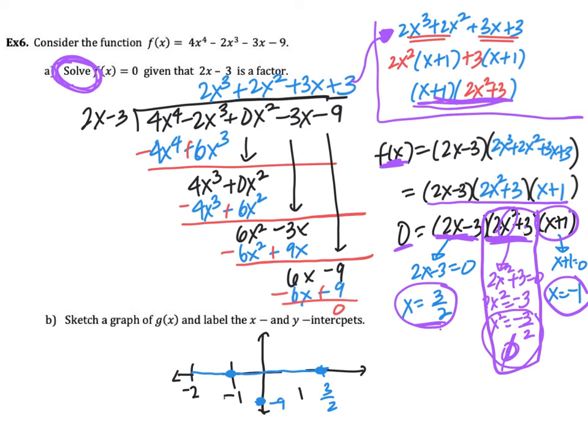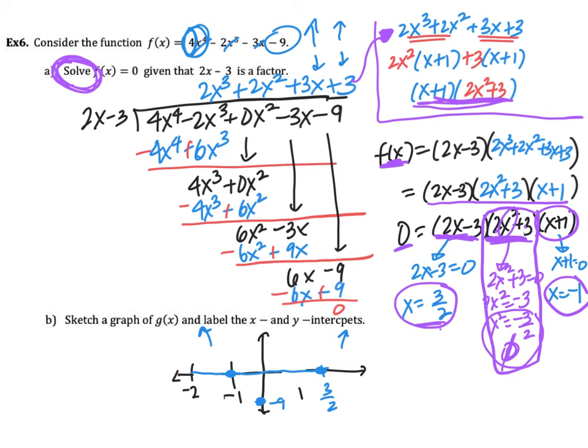I have a y-intercept of negative 9. If I put in 0, I'm just going to get a y-intercept of negative 9. So here is what I have. Then the last thing I need to do is look at my end behaviors. This is an even function. That means my end behaviors both need to be opening up and up, or they need to be opening down and down. If it's a positive leading coefficient, then I need to have up and up at the ends.